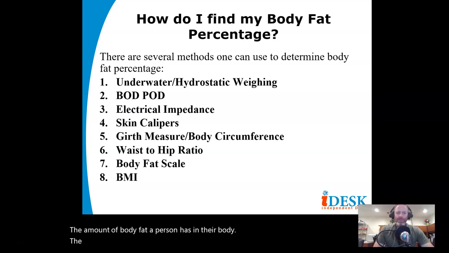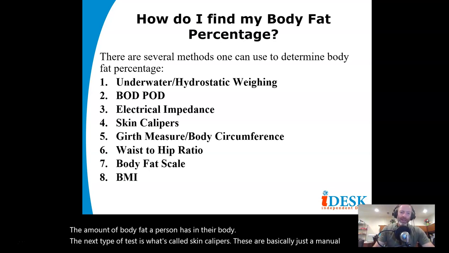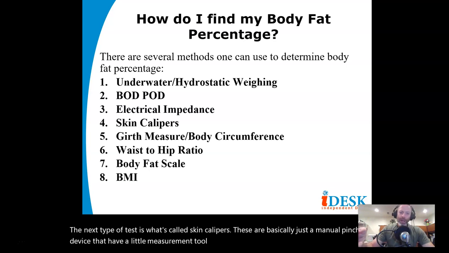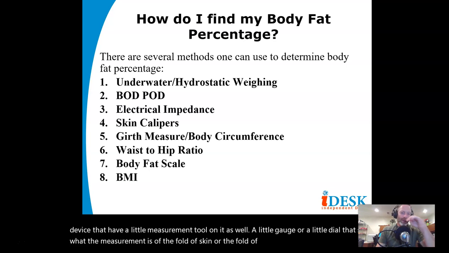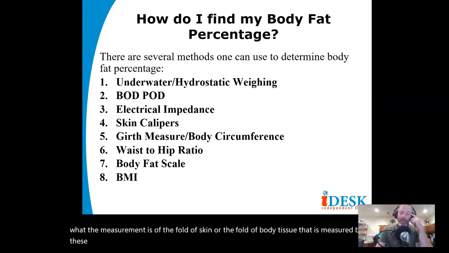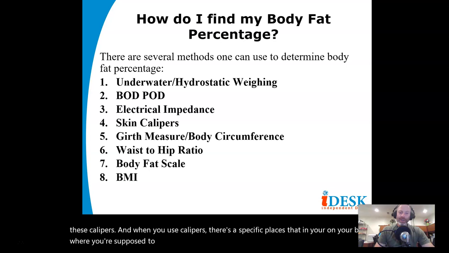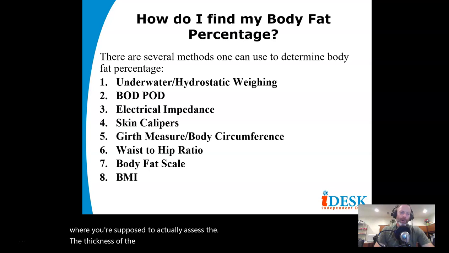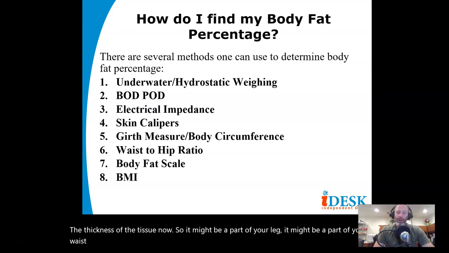The next type of test is what's called skin calipers. These are basically a manual pinching device with a little gauge or dial that shows the measurement of the fold of skin or body tissue measured between the calipers. When you use calipers, there are specific places on your body where you're supposed to assess the thickness of the tissue. It might be a part of your leg, your waist, your arm, and things like that.